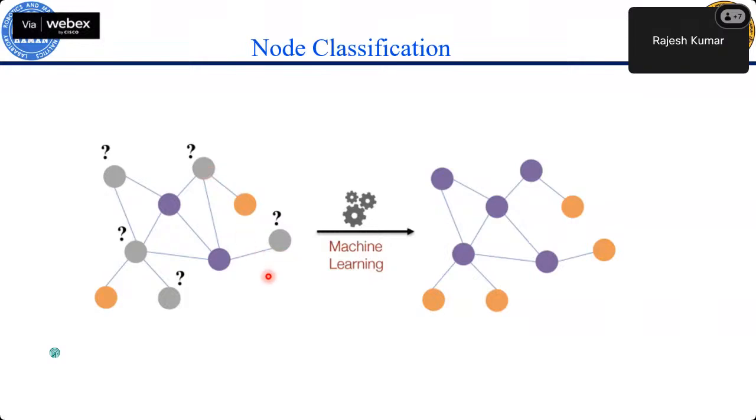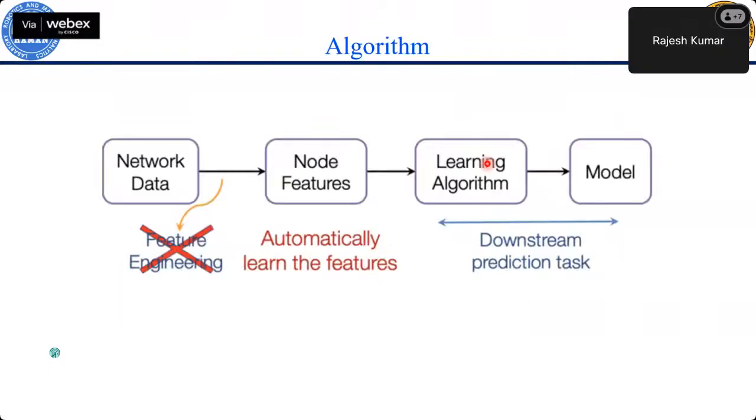So in pictorial form, you can take it that these gray ones are the points where we want to color them. Which color should be there, whether blue or orange? If we are able to color them, that means we are able to find out their characteristics. This is known as node classification. That is one part of it. Here the algorithm automatically learns the features, so feature engineering is not that much required.